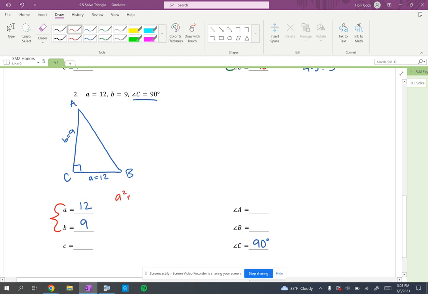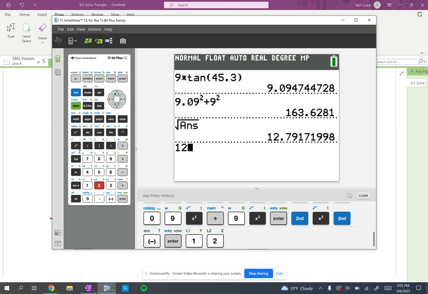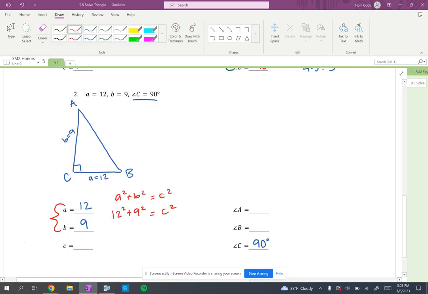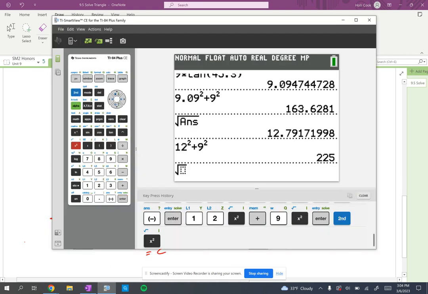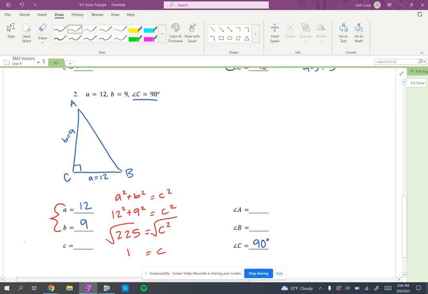So we've got a squared plus b squared equals c squared. So 12 squared plus 9 squared equals c squared. Let's see, what do we get? 12 squared plus 9 squared gives us 225. Okay, and then you need to take the square root of 225. So square root of 225, and we get 15. So that means side C is 15.